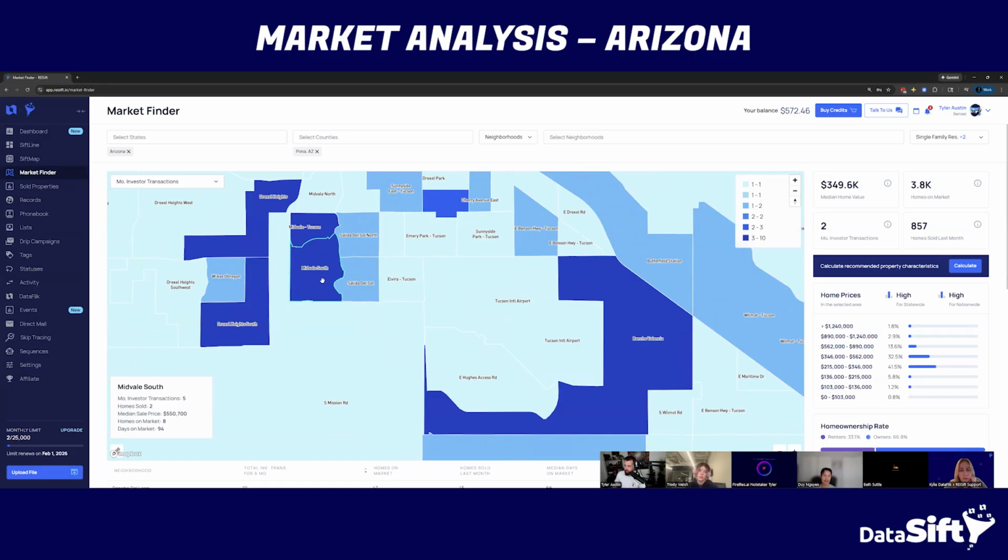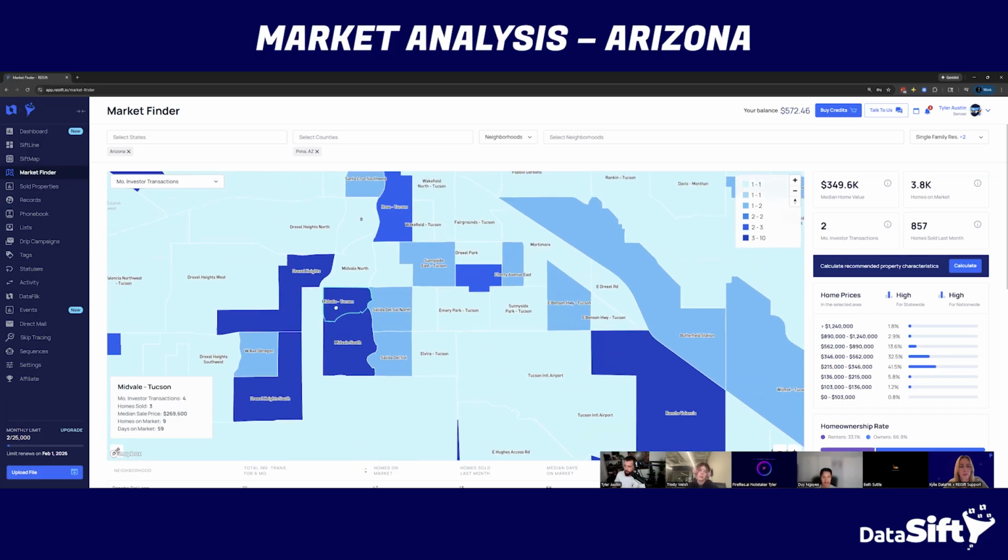550,000. That's like in the top 20% of people. You'd be wasting your money marketing there. You might get a deal in there, but it's within the same zip code. But this one north of it's way better. It's 59 days on market. So I would pull Midvale Tuscan before Midvale South, in order to reduce my direct mail costs and everything.